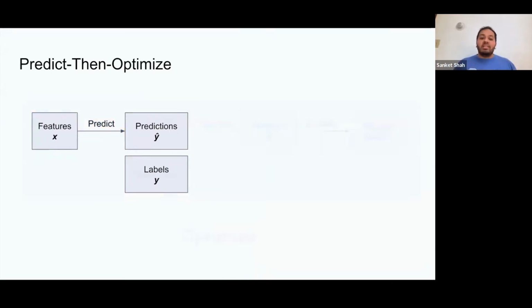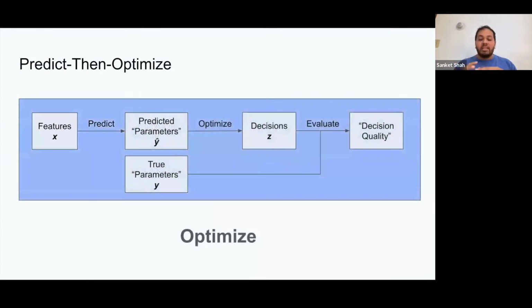And then, which is rather specific to predict and optimize, you take these predictions and you use them in a very specific way to make decisions. Specifically, you take these predictions and use them as parameters in an optimization problem, such that once you solve this optimization problem, it will give you which decisions you should take, and then you can evaluate these decisions and you can get the decision quality. So predict and optimize is this framework for you first predict and then use these predictions as parameters in an optimization problem to make decisions.